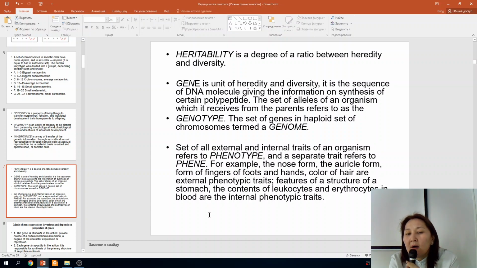The set of all external and internal traits of an organism is referred to as the phenotype, and a separate trait is referred to as a phene. For example, the nose form, the auricle form, fingers or feet, hands, and color of hair are external phenotypic traits. Features of the structure of the stomach and the contents of leukocytes and erythrocytes in blood are internal phenotypic traits.